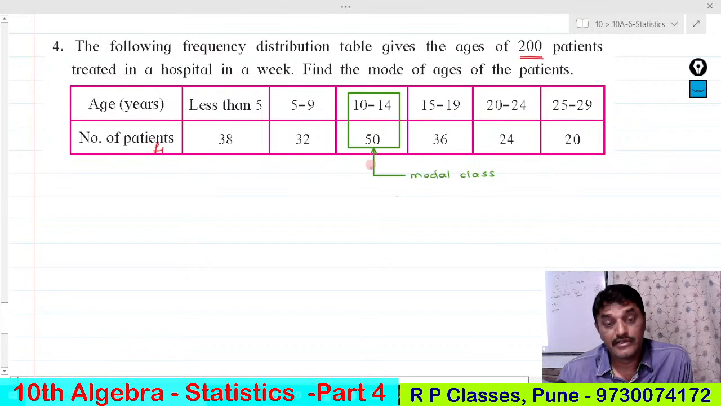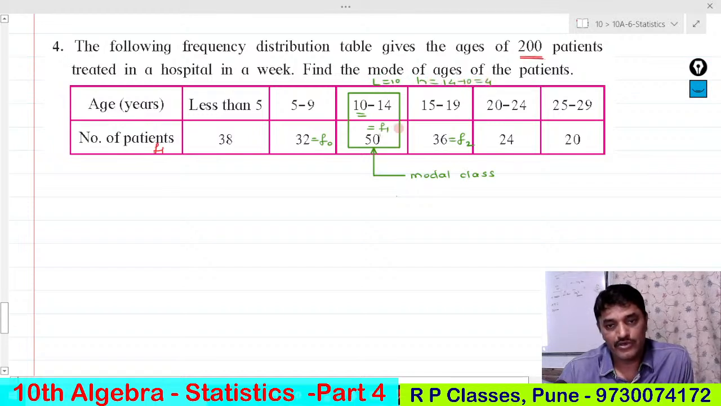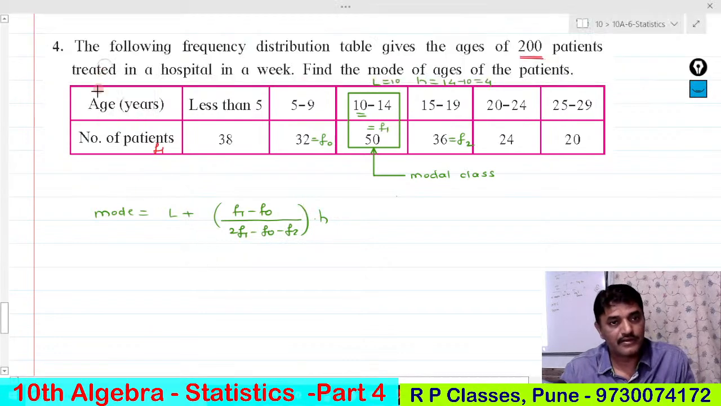The modal class has frequency F1. F0 is the frequency of the class preceding the modal class. F2 is the frequency of the class succeeding the modal class. The lower limit of the modal class is 10 and the width of the class here is 14 minus 10, that is equal to 4. So the formula that we have, mode is equal to L plus (F1 minus F0) upon (2F1 minus F0 minus F2) into H. This is the formula for mode.